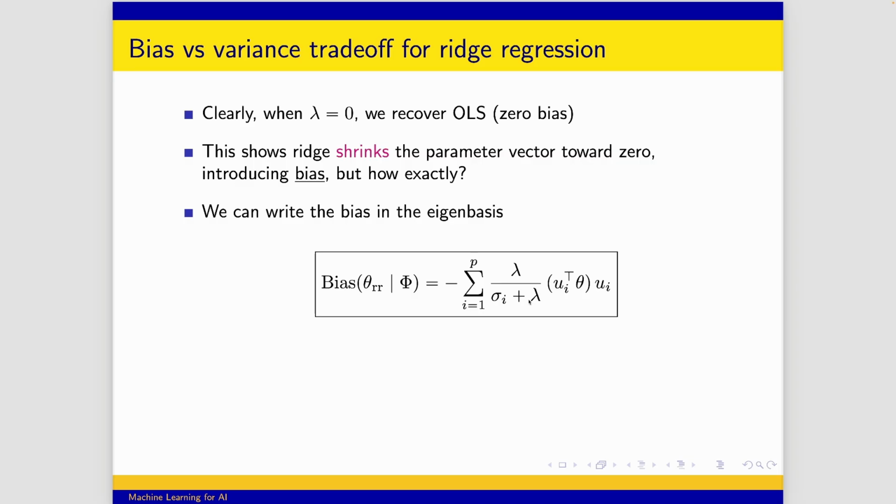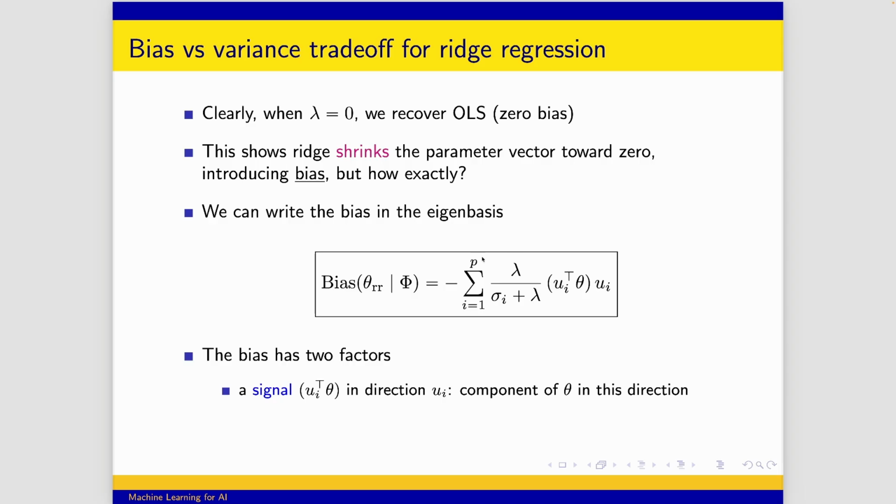So what do we have here? Well, we have two factors in this sum, right? So what is that first factor? Well, let me start with this factor. This we can call a signal in the direction ui. And what is it? It's the component of theta in the direction ui. This tells us how much of theta lies in the direction ui.